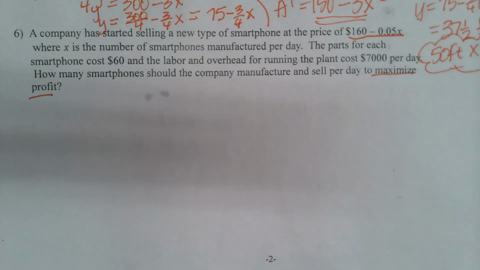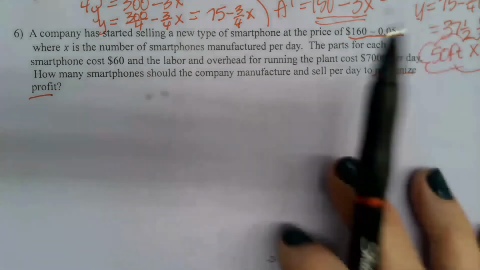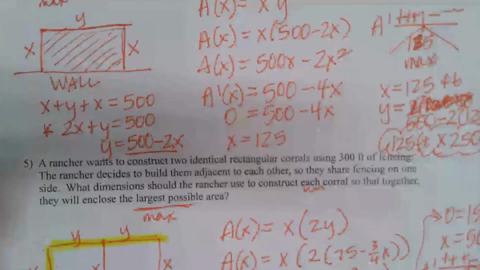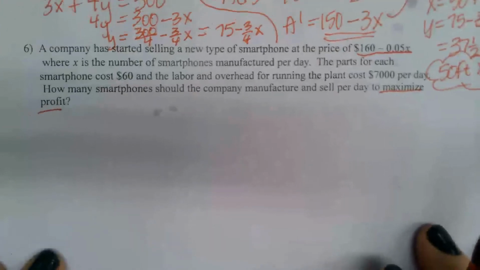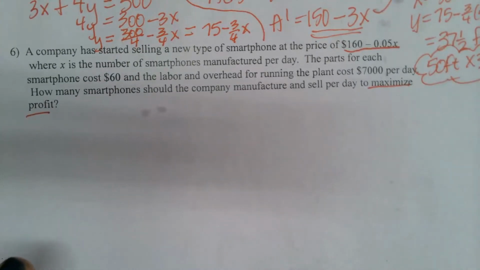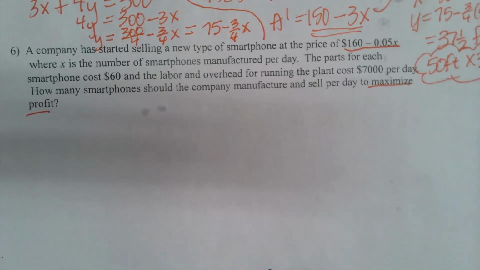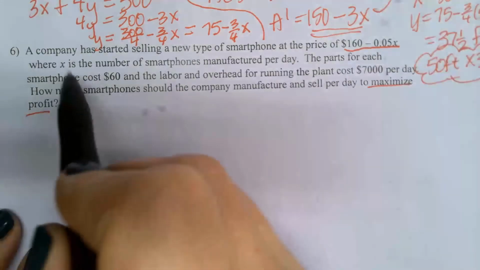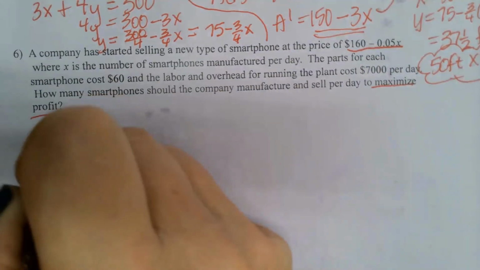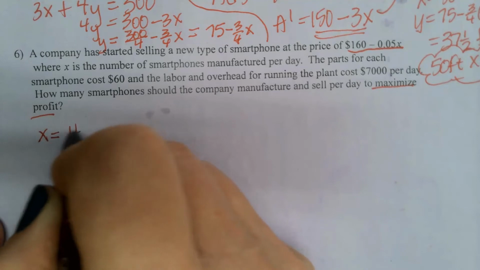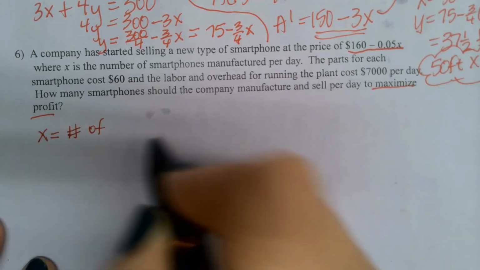Now, in this scenario, I don't have a picture that I can draw like I had in the previous two problems. And I don't even have a second variable involved like I did in all of the previous problems. In this problem, all I have is one variable defined. That is, X is the number of smartphones manufactured.